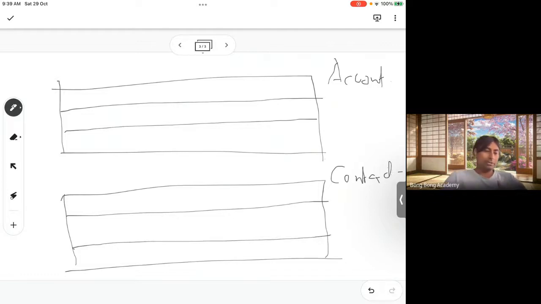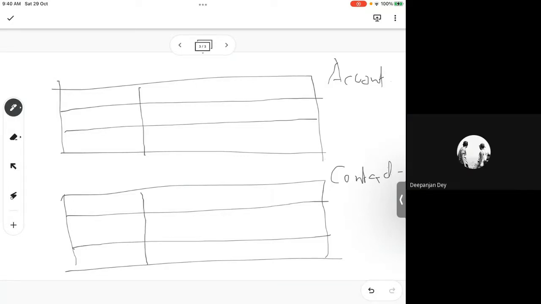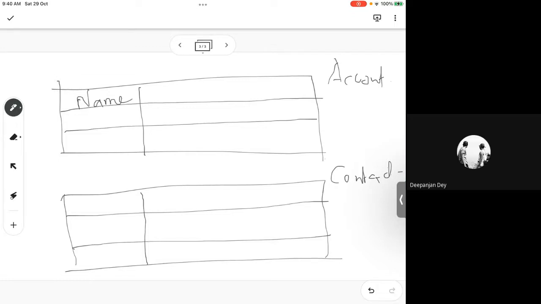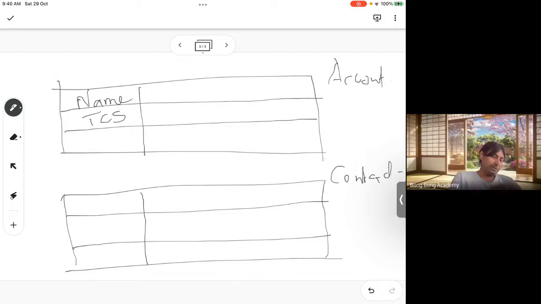In account first, let's see what is the bare minimum information that you need to store. Give me the name of the column. Account name. Great. So what will you store? What will Shobhanjit Ghosh write in this account table? Like the name TCS. That is a company name, right? So account is storing the company name, company details.